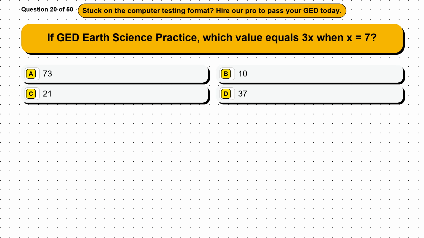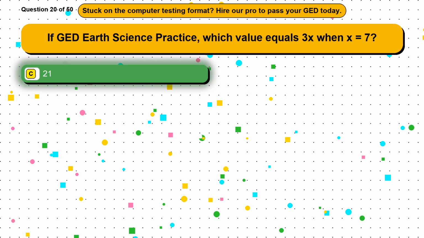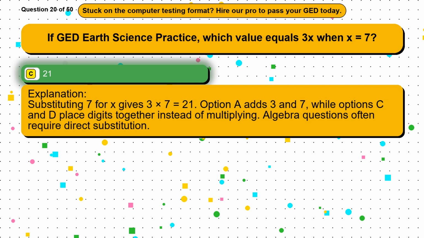Question 20. If GED Earth Science Practice, which value equals 3x when x equals 7? Option A, 73. Option B, 10. Option C, 21. Option D, 37. The correct answer is option C. 21. Substituting 7 for x gives 3 times 7 equals 21. Option B adds 3 and 7, while options A and D place digits together instead of multiplying. Algebra questions often require direct substitution.